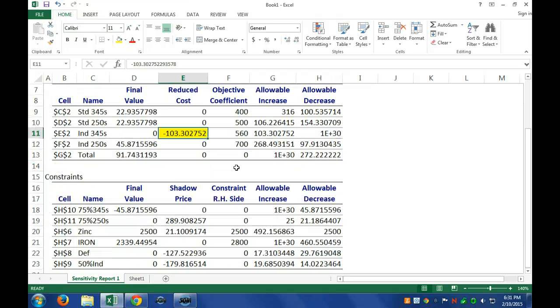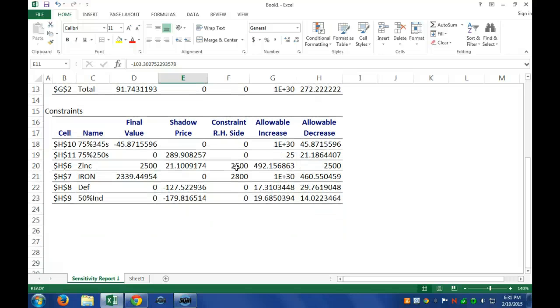Let's go down here and take a look at my shadow prices, my constraints. We notice zinc, we used all 2,500 pounds we had. The shadow price for zinc is $21.10. What is that saying to me? Okay. If I get an extra pound of zinc, my profit will increase by $21.10. If I get 2 extra pounds, my profit will go up by twice that, or $42.20. If I get 3, it'll go up by 3 times that, or $63.30.